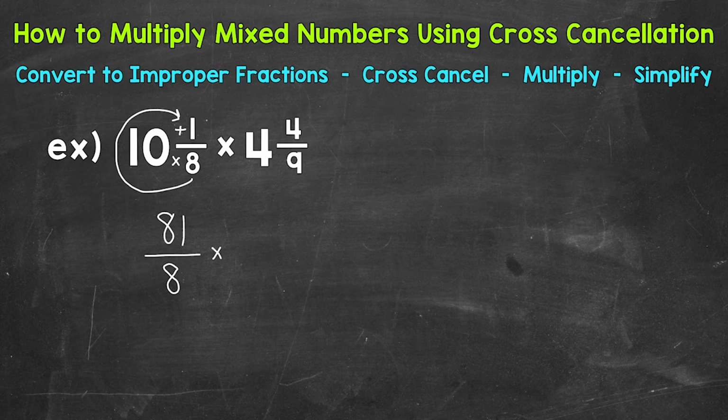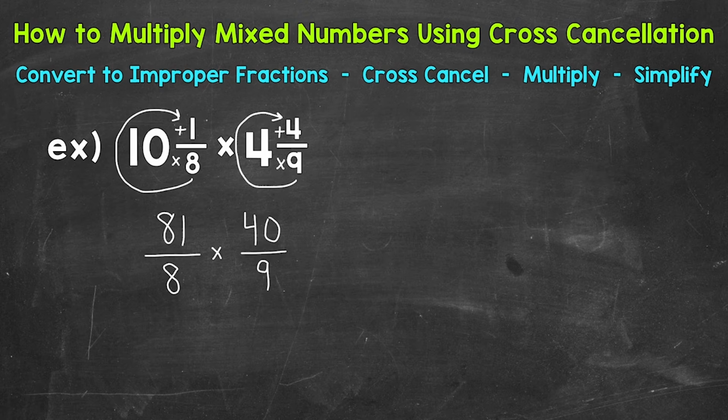We'll bring our multiplication sign down and then convert our second mixed number. Start at the bottom, we multiply, and then add. So 9 times 4 is 36, plus 4 is 40. So that's our numerator, and we keep our denominator of 9 the same. So we have 81/8 times 40/9.